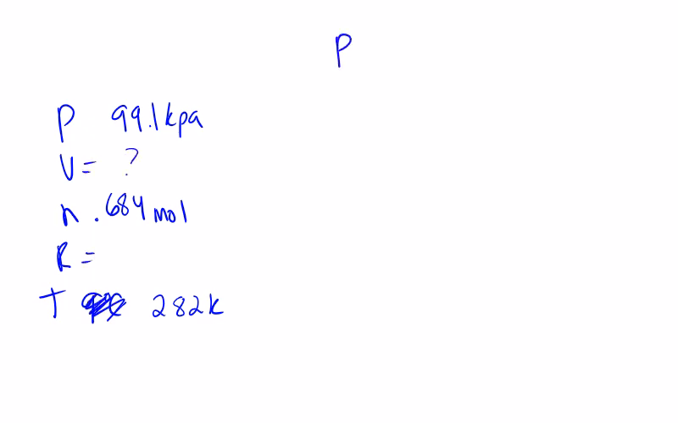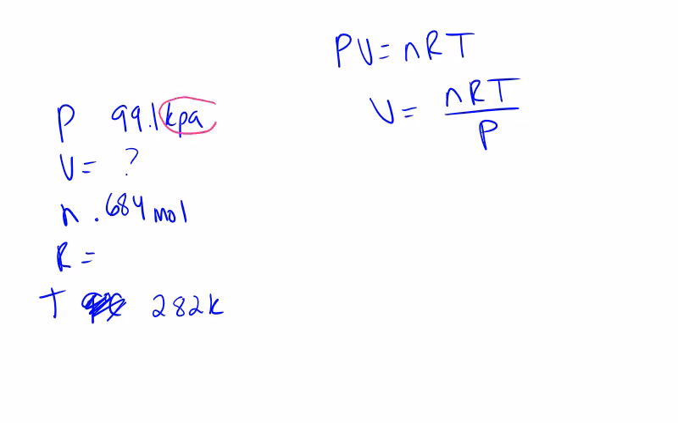So we know that we're using PV is equal to nRT. We want to solve for volume, so we're going to get V is equal to nRT divided by P. So now we just need to plug some things in. In this situation, we don't know R yet. We have to use our pressure to figure that out. We see the pressure's in kPa, so that means we're going to be using our kPa R constant.